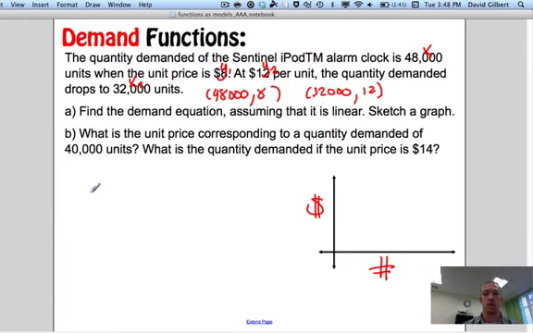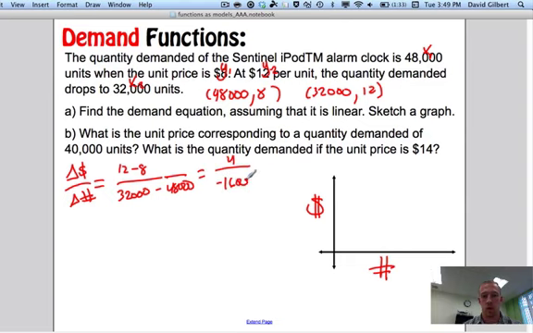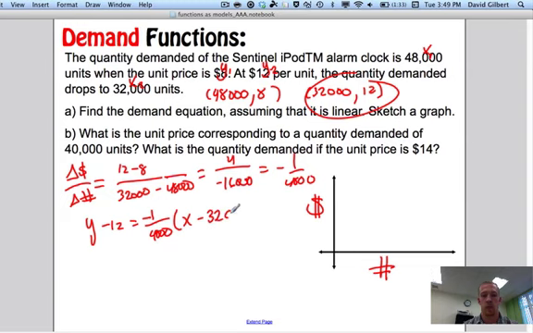So to find the demand equation, we're going to first get the change in price over change in number. That's our slope. So that will be 12 minus 8 over 32,000 minus 48,000, which gives us 4 over negative 16,000, which is negative 1 over 4,000. So there's our slope. To get our equation of a line, just use point slope form. Remember, that's our go-to formula. So we have y, I can use either one, I'll use this one. y minus 12 equals negative 1 over 4 grand times x minus 32,000.